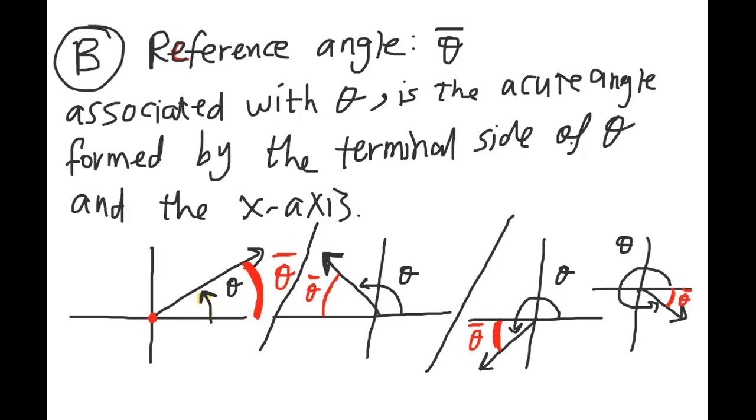Okay. So if my angle is in the first quadrant, the reference angle is the red one between the terminal side and the positive x-axis. If my angle is in the second quadrant, the reference angle will be this one. Same thing for the third one and the fourth one. So I will give you a rule for how to find the reference angle.